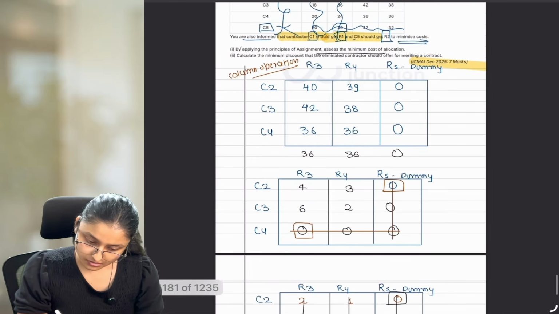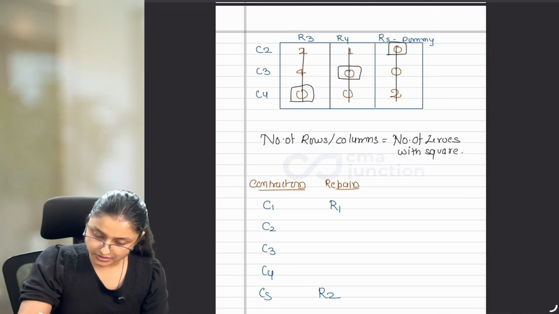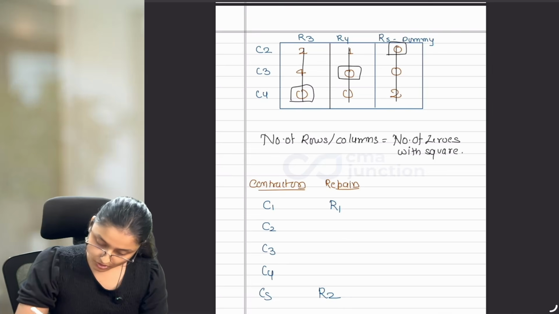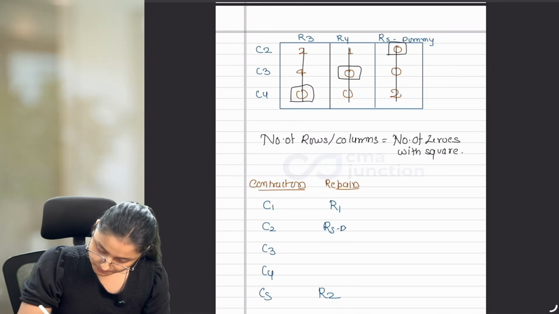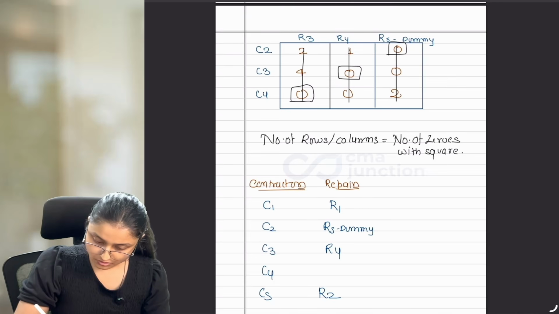And C5 we are allotting R2. Others we allocated with the help of this table. R3, C2 to R5, dummy. C3 to R4 and C4 to R3.